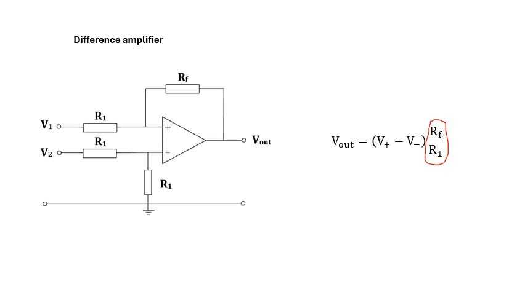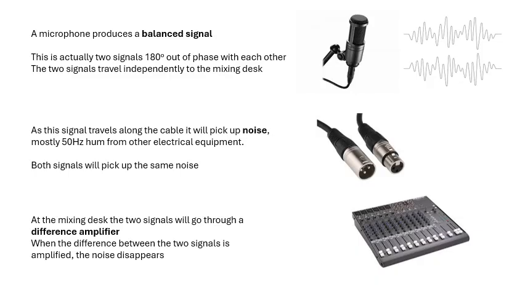Now, there's an interesting use for this difference amplifier. If you're a musician, if you play guitar or sing in a microphone, you'll know that a good microphone produces a balanced signal. Now, what does that mean? Well, it means that it actually gives you two signals which are out of phase with each other. So you sing in the microphone, and in the microphone cable, you've got both of these signals which are out of phase with each other.